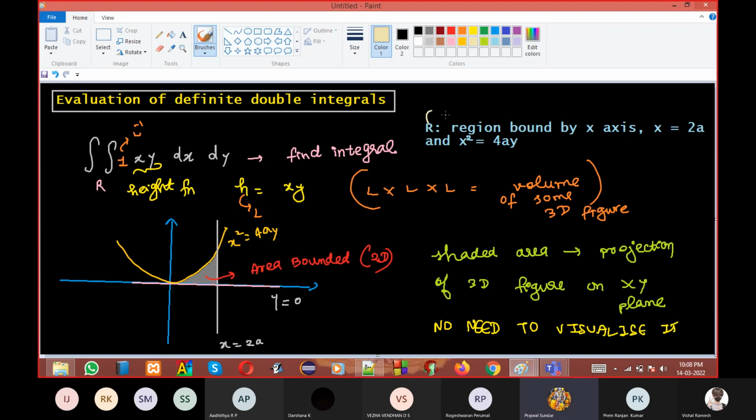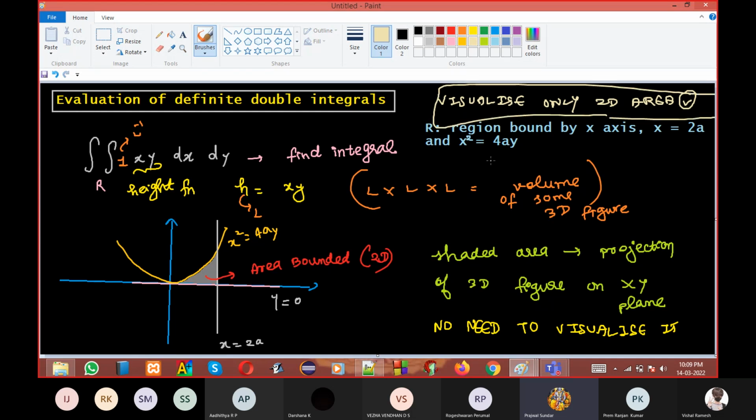If you visualize only the 2D area, that is more than sufficient. Don't try to visualize how the 3D figure looks. You can't. For the 3D figure you multiply x by y: here the height is 0, here the height is 0, here the height will be some x into y, and here some other x into y. The height keeps changing, so it will be some complex figure you can't imagine. So your focus should be only on visualizing the 2D area, this region. You don't need to visualize anything further.